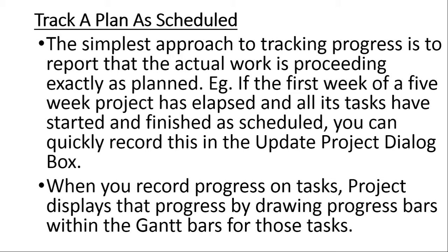When you record progress on tasks, MS Project displays that progress by drawing progress bars within the Gantt bars for those tasks. If you go to the Gantt chart, you now see inside the bar for a task, a thinner progress bar will start emerging, and it will move until it fills the whole bar if that task is completed.